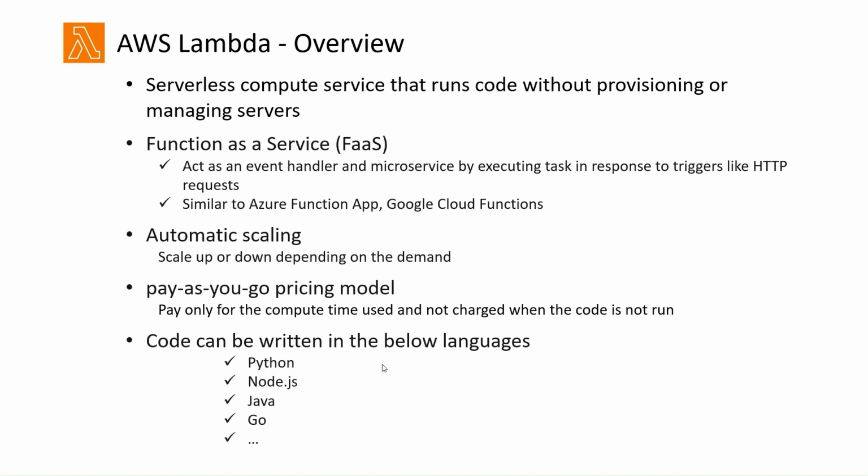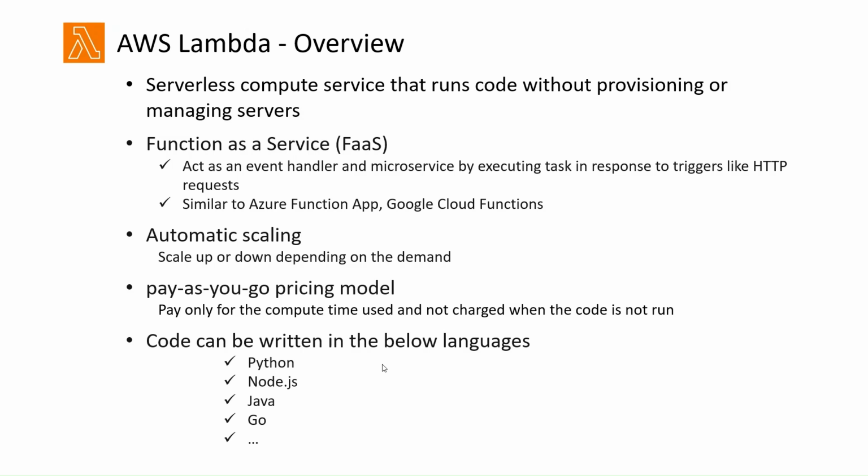Next, automatic scaling. It means that the Lambda service runs the function only when needed and scales automatically. It can scale up rapidly and scale down to zero when not in demand.